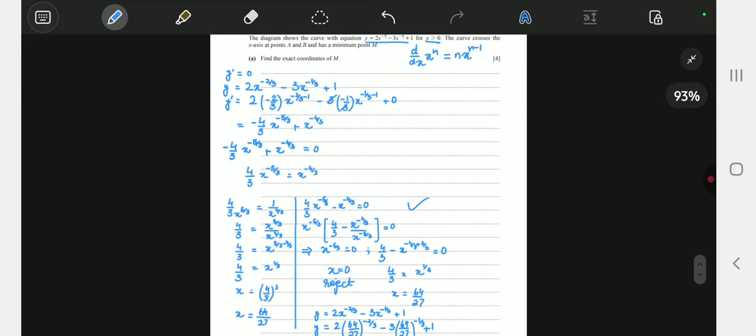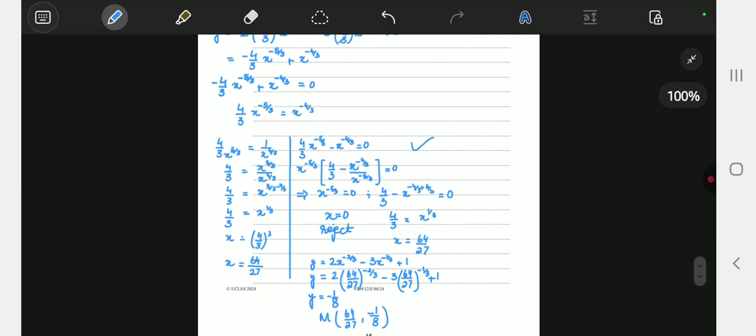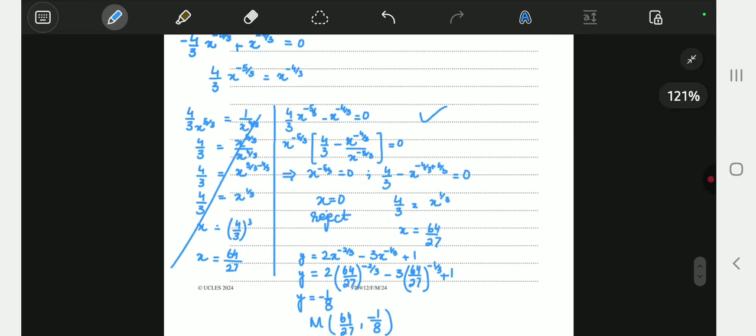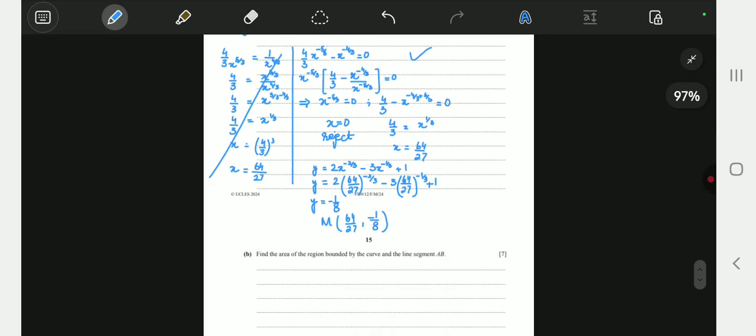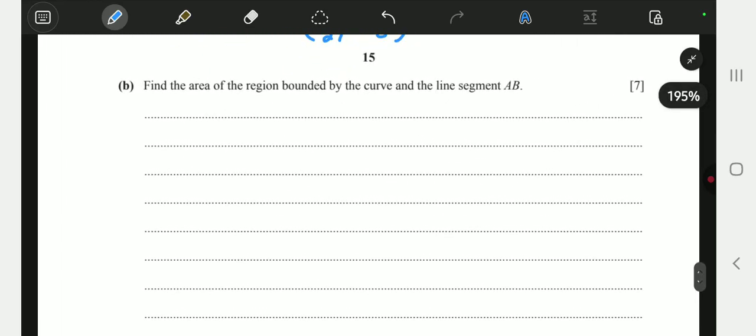First, to find out the coordinates of the turning point, we took y prime equals to 0. From that we get the value of x, and from that we get the value of y and we wrote the coordinates. Now part B. Part B says find the area of the region bounded by the curve and the line segment AB.